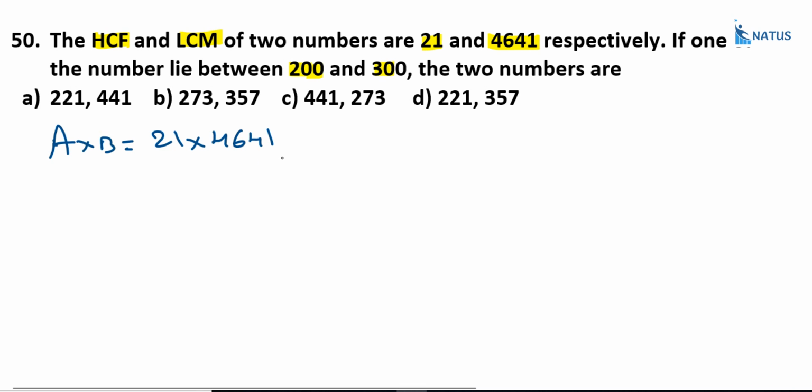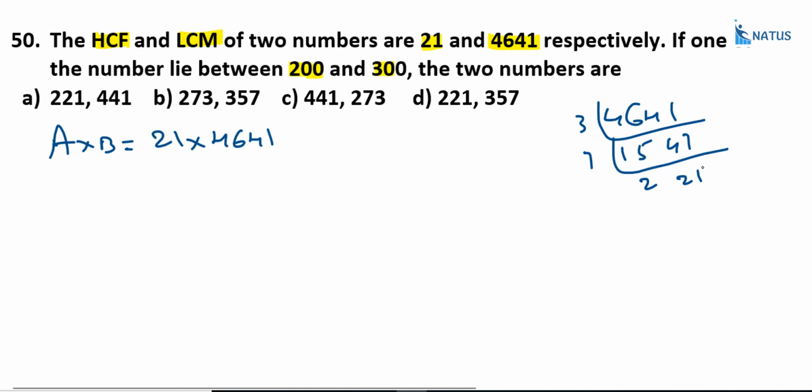First you will convert these numbers into a product of prime factors. Why? Because 21 is already a two-digit number. So take 4641. Divide this by 3, you get 1547. Now divide this number by 7, and this is equal to 221. So what happened? This is equal to 21 into 221.